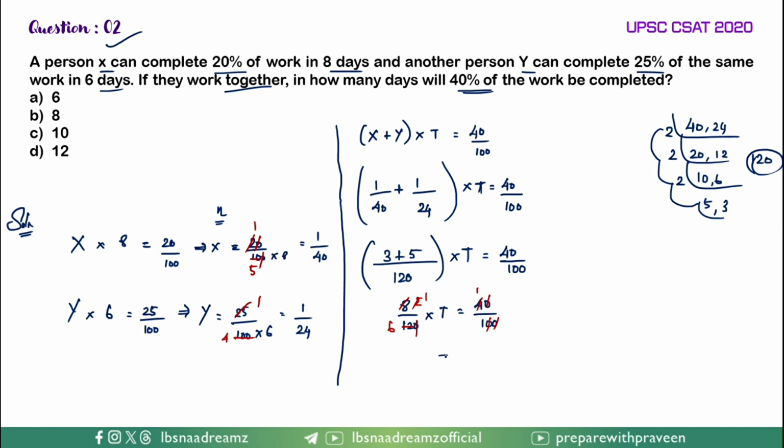So we will bring 6 here. So it will be 6. So t is equal to 6 days. So together x and y can complete 40% of the work in 6 days. So option A is the right answer.